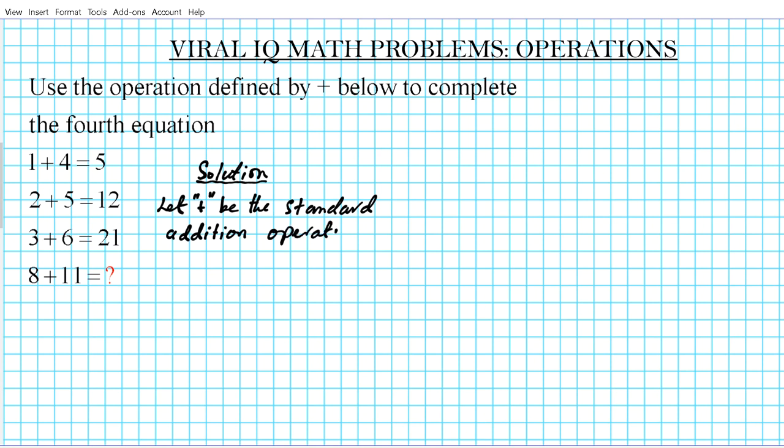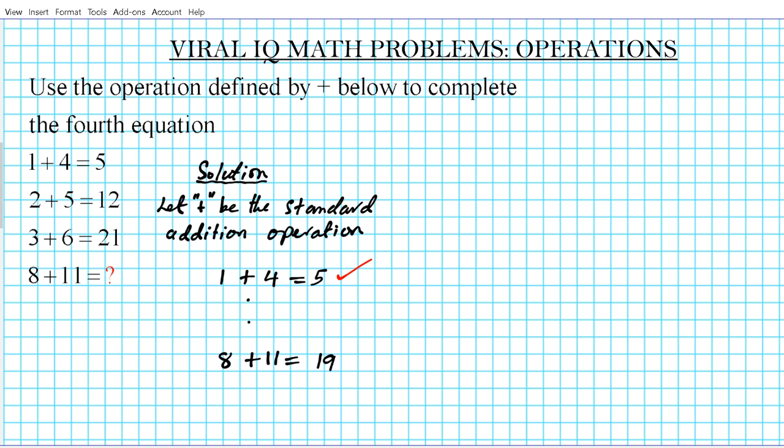Okay, so in that case, if we have 1 plus 4, we'll get 5. That's a true equation. Check. So some students would just assume that, you know what, since this plus is a standard addition operation, I could just jump to the question, which is 8 plus 11, and my answer is going to be 19. Now, is this the correct answer?